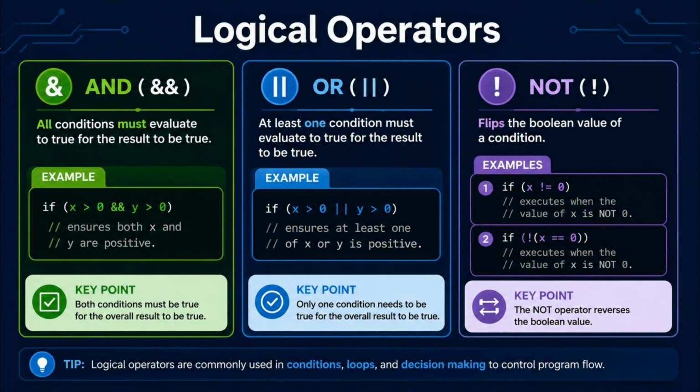Three logical operators let you combine conditions. And, written as a double ampersand, requires all conditions to be true for the result to be true, checking that both x and y are positive, for example. Or, written as a double pipe, requires just one condition to be true. And not, a single exclamation point, flips a condition's Boolean value entirely, so a true becomes false, and vice versa.